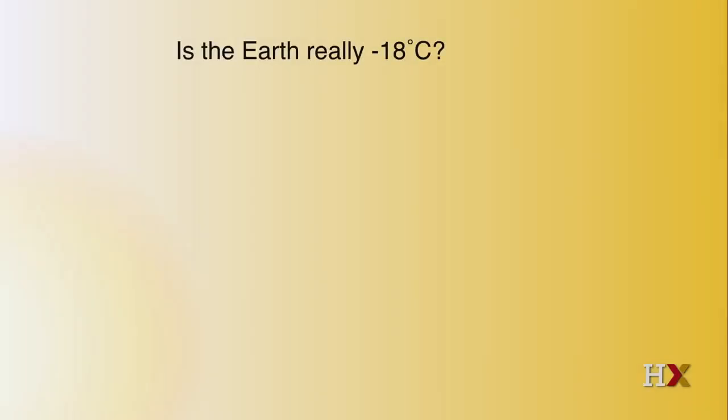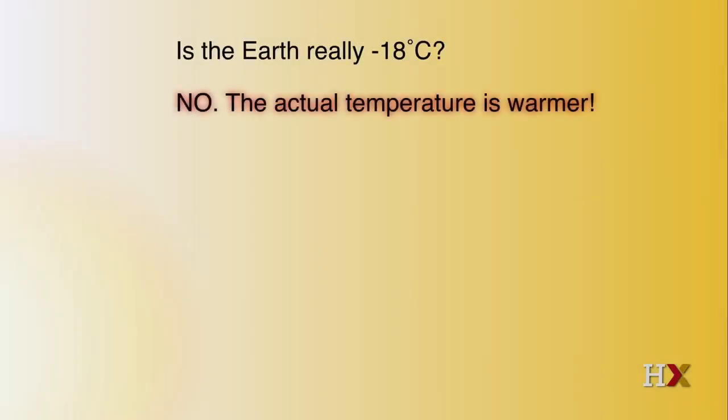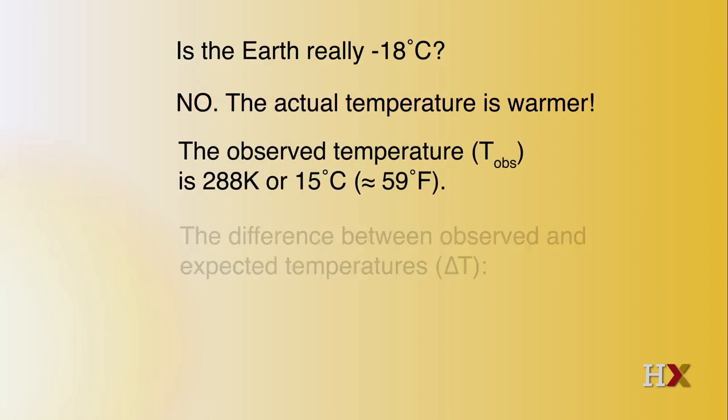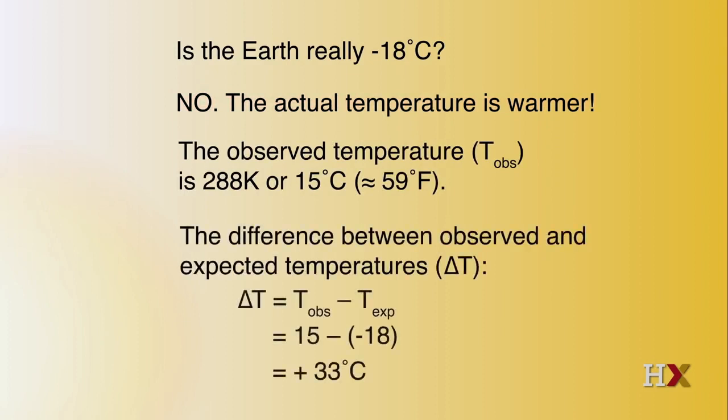That's a little bit too cold for the surface of the Earth. What did we do wrong? Is the Earth's surface really minus 18 degrees Celsius? No, of course not. It's really about 288 Kelvin, or about 15 degrees Celsius. We have a problem. The difference between what we observe, about 15 degrees Celsius, and the calculated temperature, minus 18 degrees Celsius, is about 33 degrees.